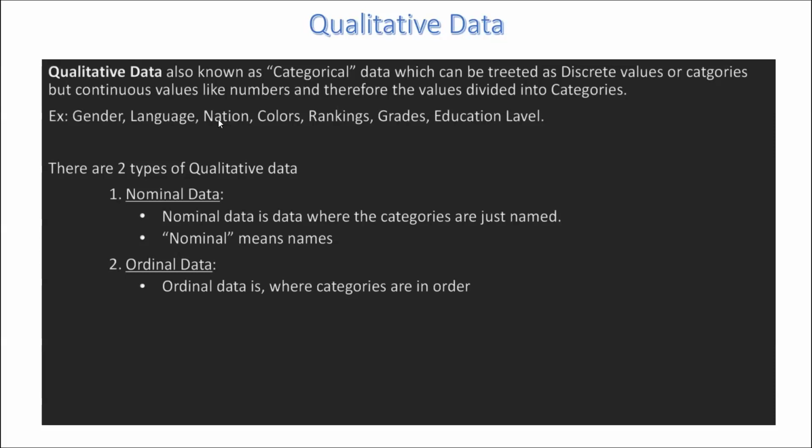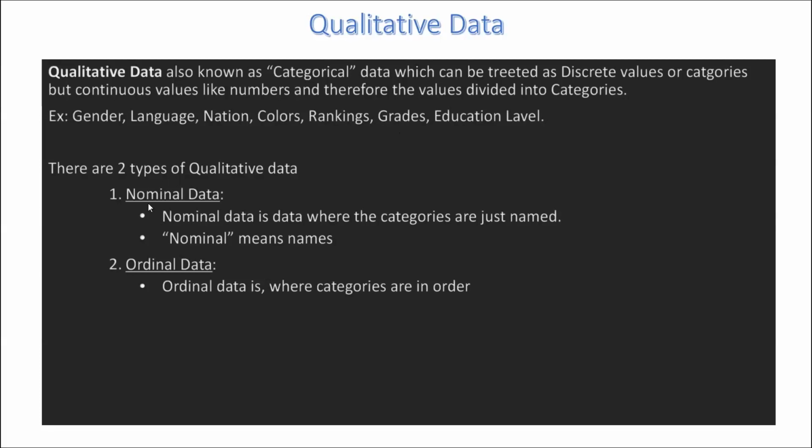And nationality, colors. We have different colors, and ranking orders even. In the ranking system, we have first rank, second rank, third rank. Each ranking order doesn't have continuous numbers like 1.1 rank, 1.2 rank. It doesn't have this kind of numbers, right? So rankings have a unique structure. Then grades, education level. Let me keep this, yeah, education level, right?